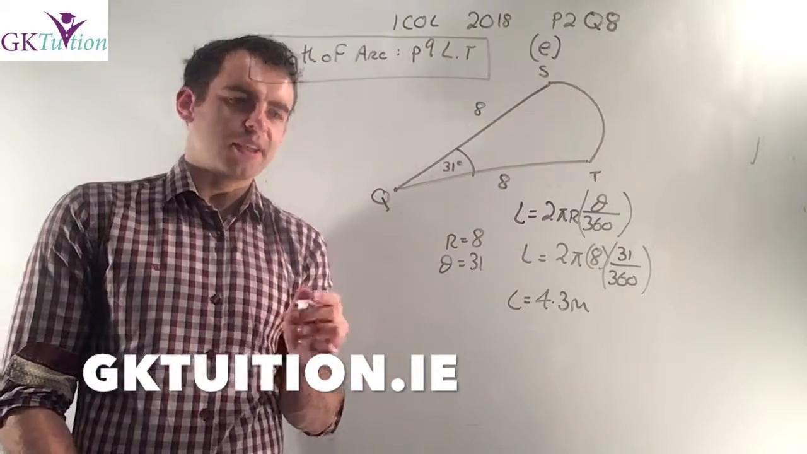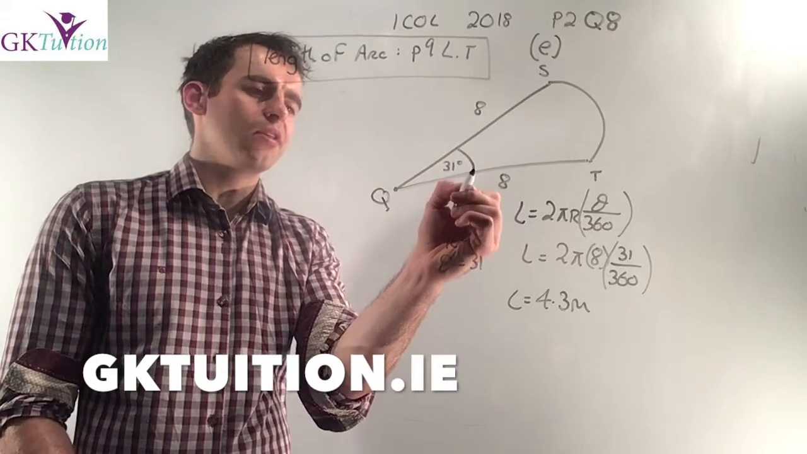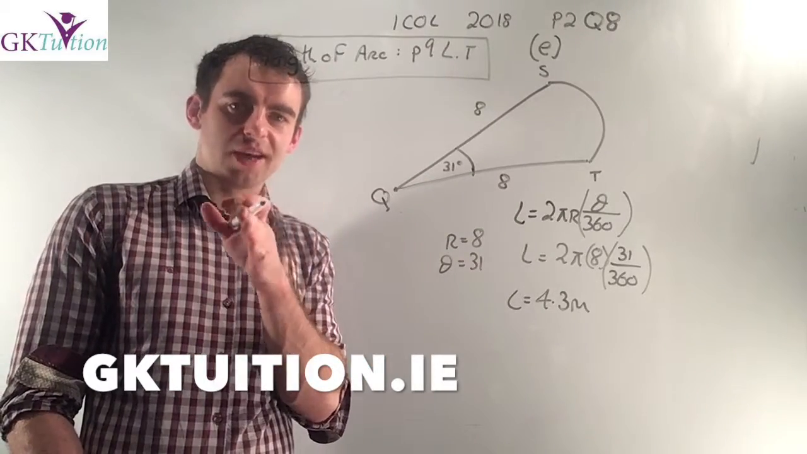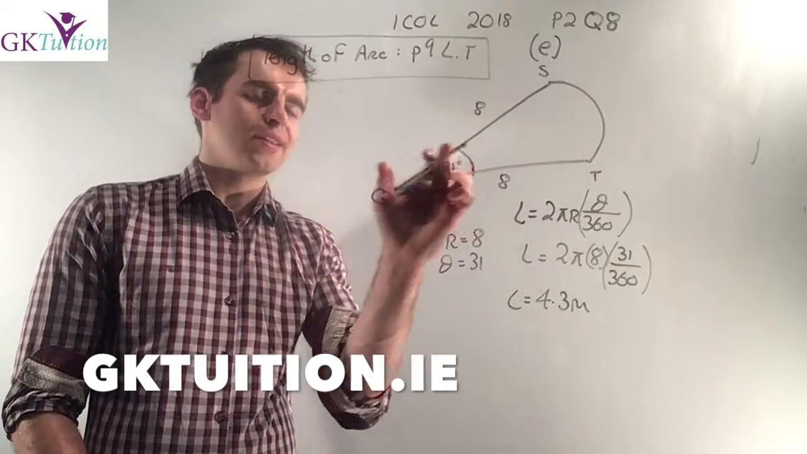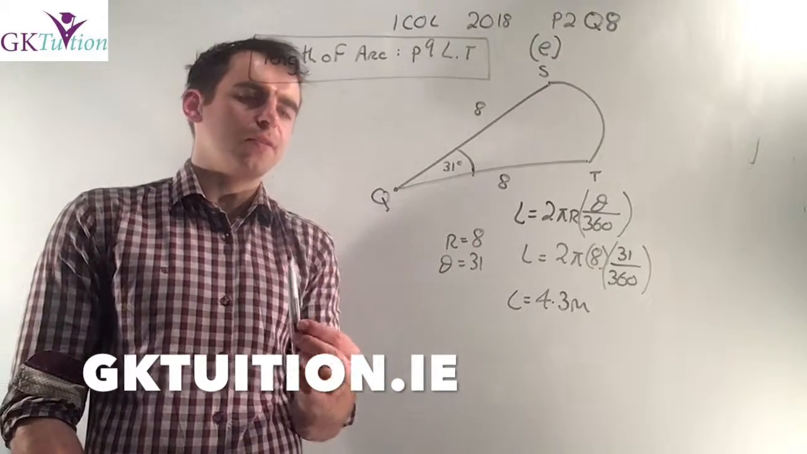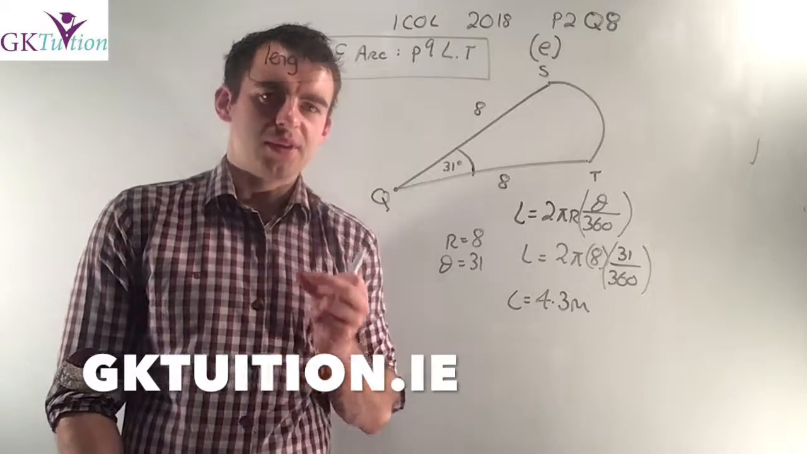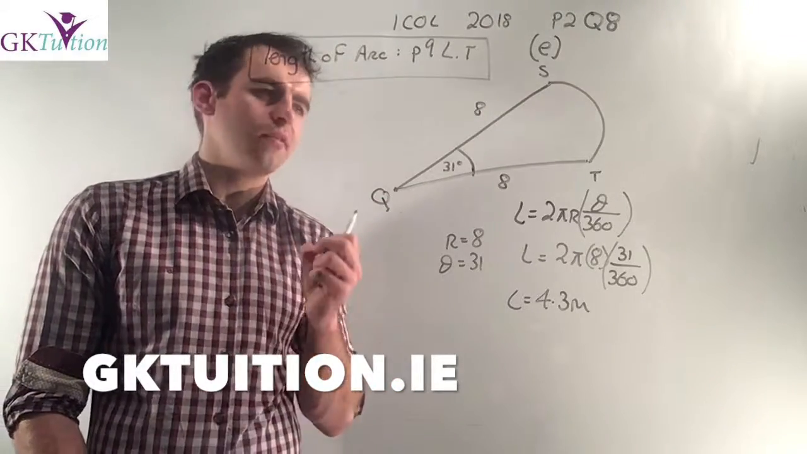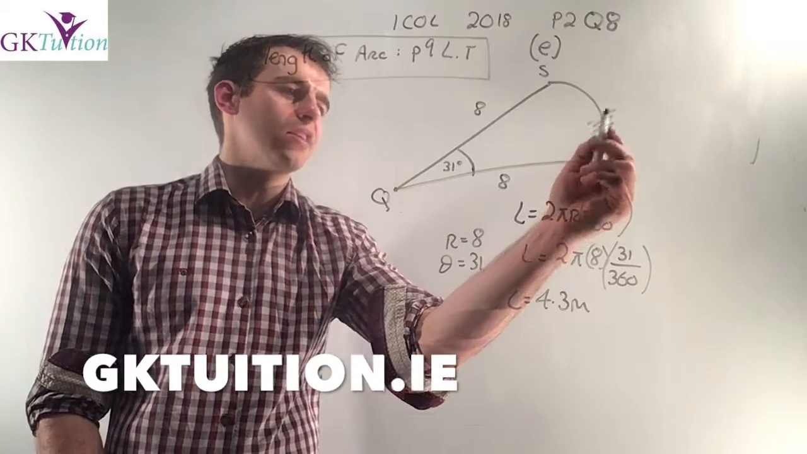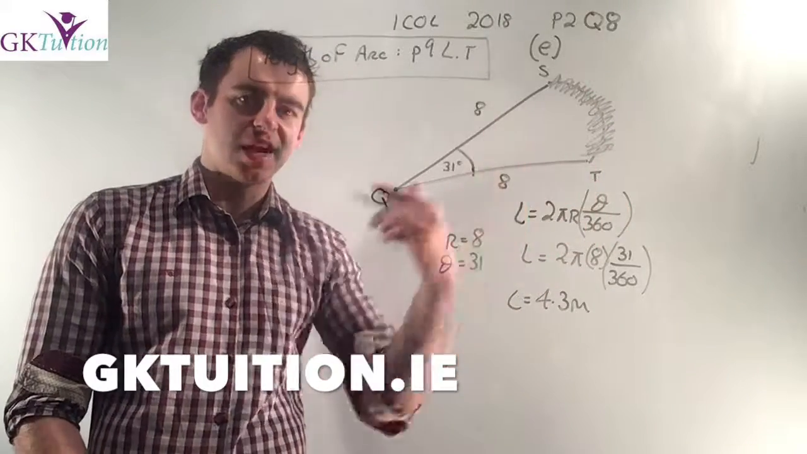Now, I didn't refer to this in the previous part, but if you look at the overall diagram, the angle here at Q is vertically opposite the angle that was the angle alpha. So alpha and this angle have to be the same because they're vertically opposite angles. So we worked out that alpha was 31, which means I know that this angle is 31. Now this question has asked me to find the length of the arc from T to S. An arc refers to just this section here, the edge of the pizza slice, or the edge of the sector.